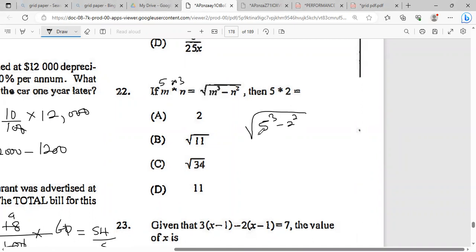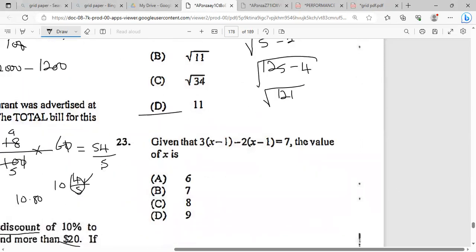All right, so this is going to give us 5 times 5 times 5, 125 minus 4. So when we subtract, that's 121, and the square root of 121 is 11. 11 multiplied by 11 gives you 121.